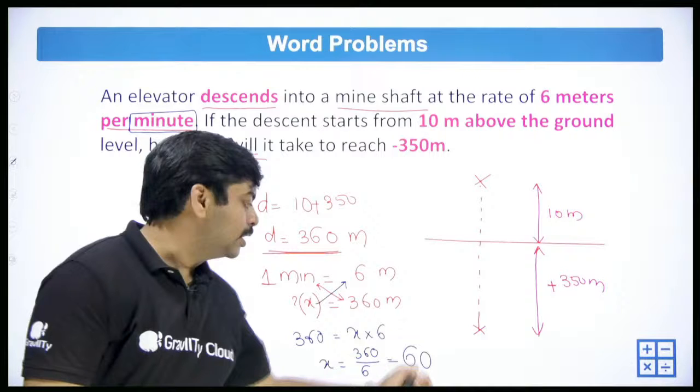Midnight means at 12 a.m. Okay, we'll come back to this one. That is the second question. We'll come back to that. Let us try to understand the first question.